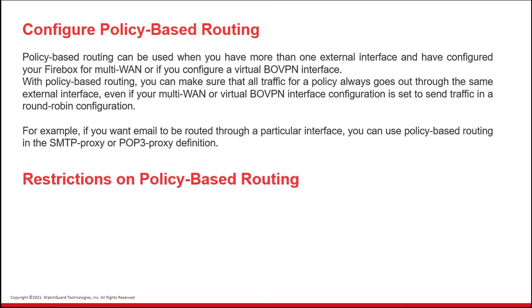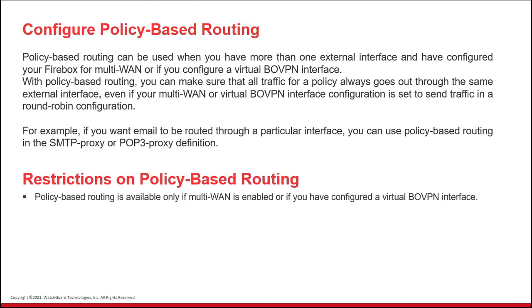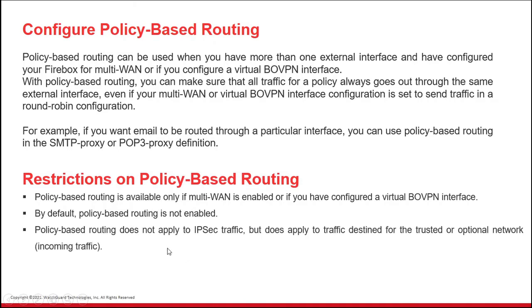Some restrictions on policy-based routing. First of all, policy-based routing is available only if multi-WAN is enabled, or if you have configured branch office VPN interfaces. By default, policy-based routing is not enabled. Some people think, hey, I have two interfaces, I plugged in two ISPs, it's supposed to sense this automatically. No, it's not enabled by default.